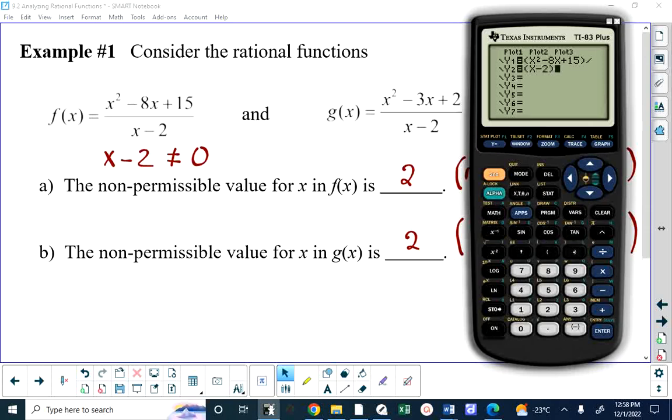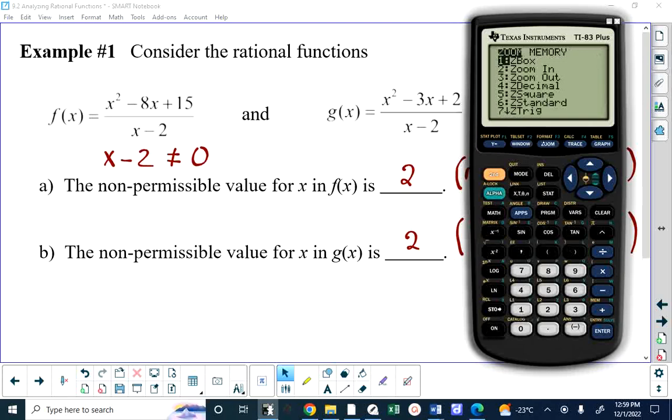Just take a look to make sure that you've entered everything correctly, and I have not. There we go, divided by bracket x minus 2. Let's see, x squared minus 8x plus 15 over x minus 2. Let's use our old friend Zoom Standard, which is Zoom 6, to take a look at what this thing looks like.